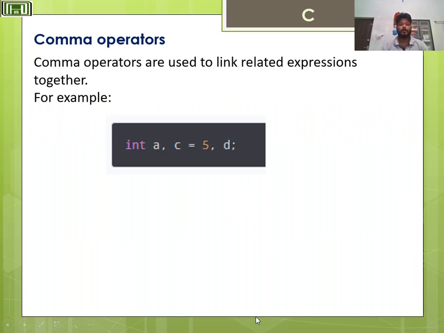Now moving to comma operator. Comma operators are used to link related expressions together. For example, here we have int a comma c is equal to 5 comma d. It is the expression when separated by comma. For this kind of operation you can use comma operator.